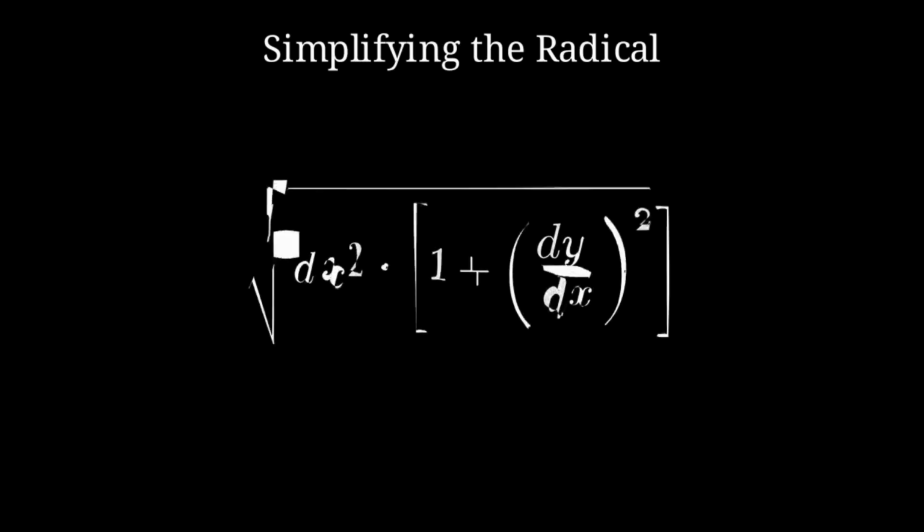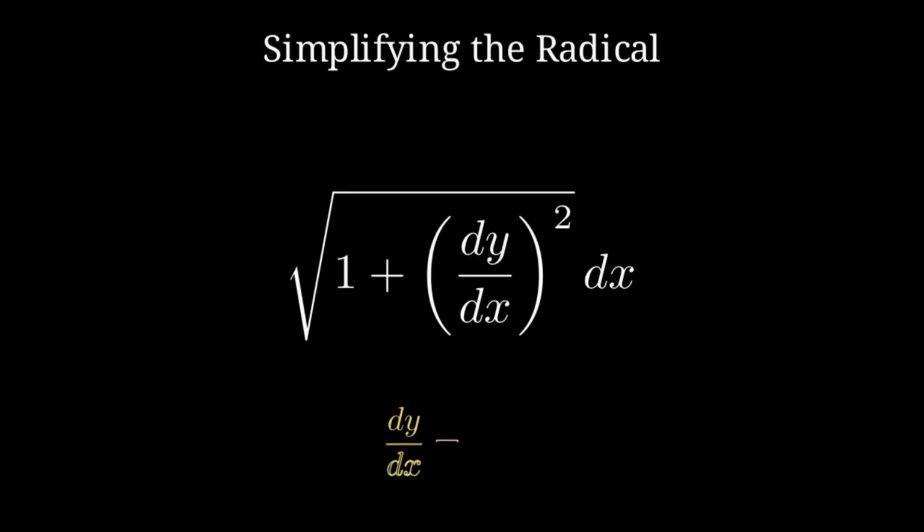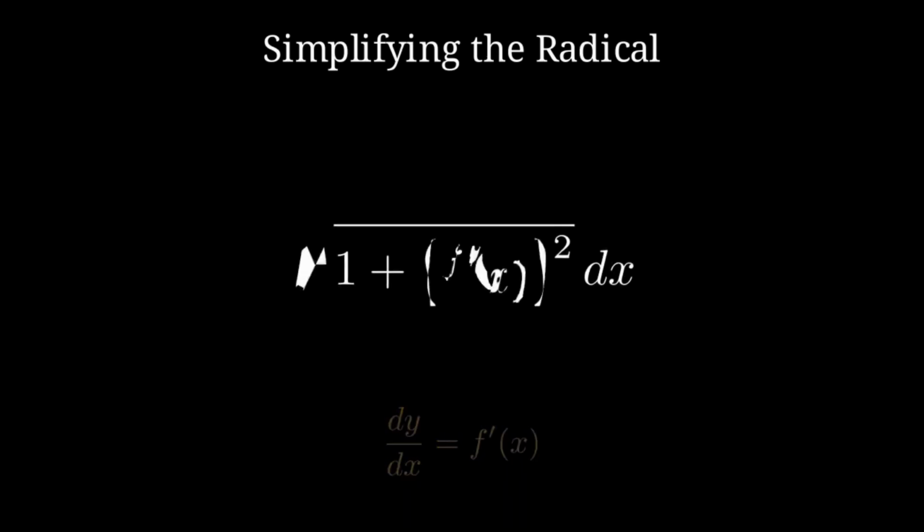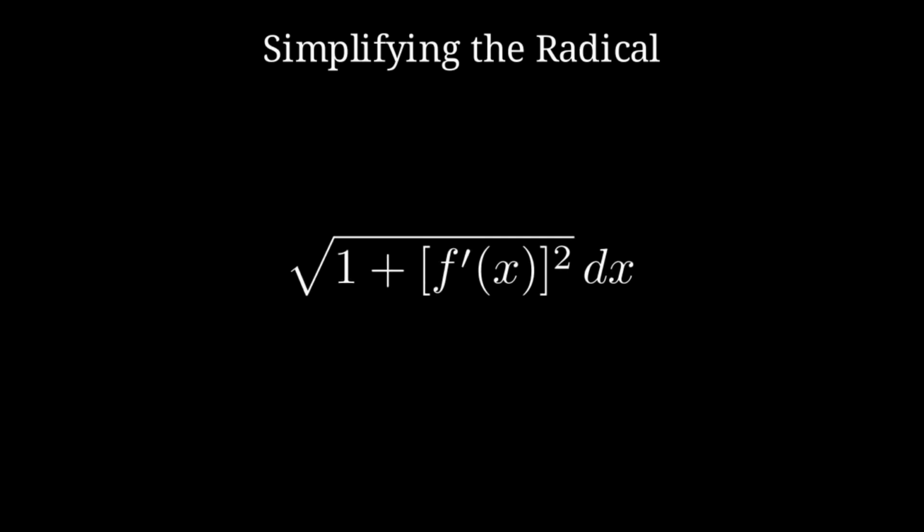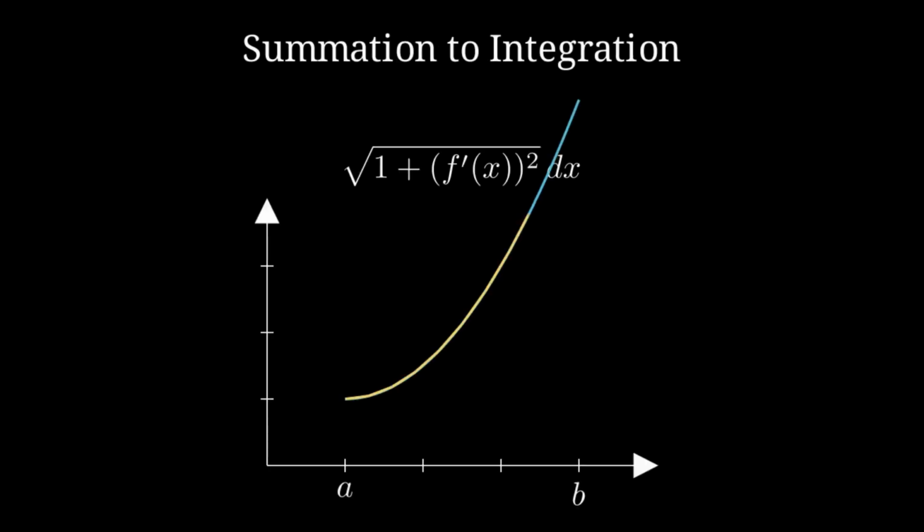When we pull the dx squared out of the square root, it becomes a simple dx. We are left with the square root of 1 plus the derivative squared, all multiplied by dx. This represents the length of one tiny segment. To find the total length, we sum up an infinite number of these tiny segments.